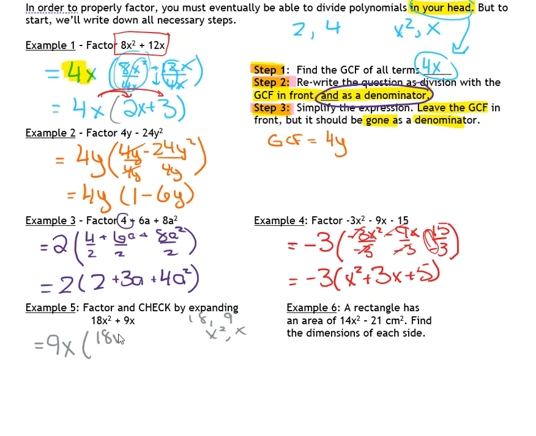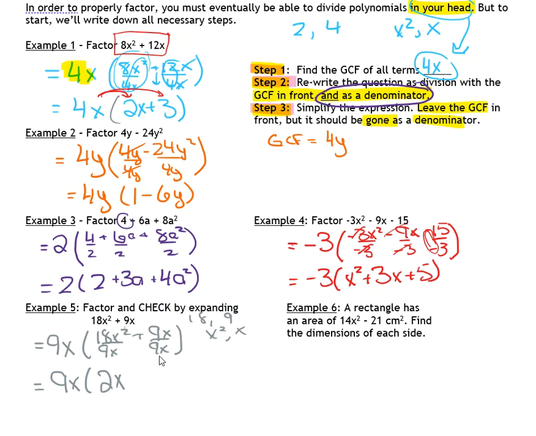I rewrite the question, but underneath the question, I have to put my greatest common factor as a denominator. Now, I'm going to open a bracket here and divide. First, 18 divided by 9 is 2. x squared divided by x leaves me with a single x.